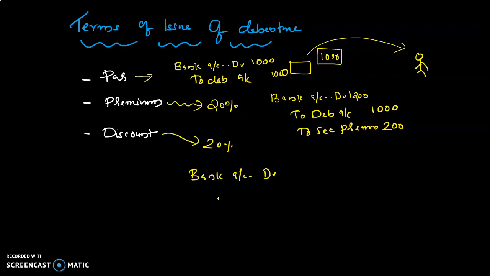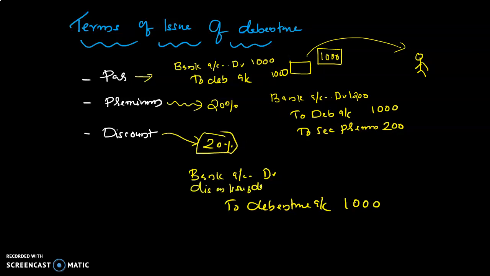If it is issued at a discount of 20 percent, the journal entry will be bank account debit, then to debenture account. Here the amount transferred to the debenture account is 1000, that is its face value. Then we provide 20% as discount, so we have to open discount on issue of debentures account debit. So 200 will be provided as discount. So the only amount debited in the bank account will be 800.